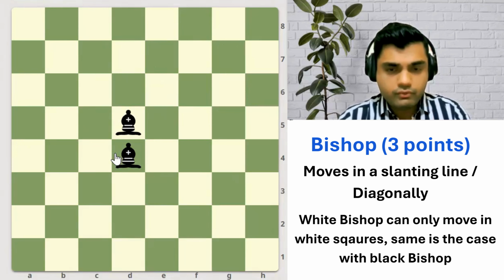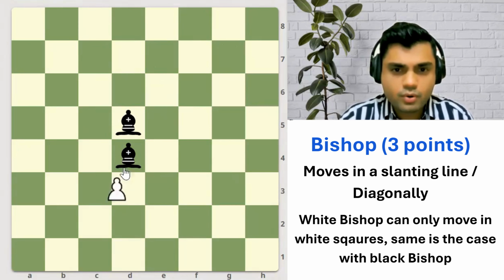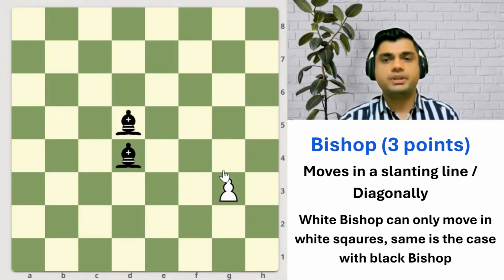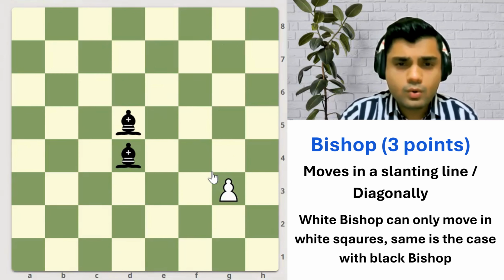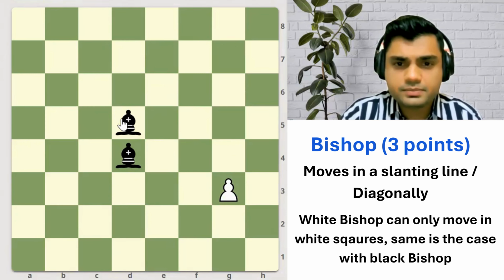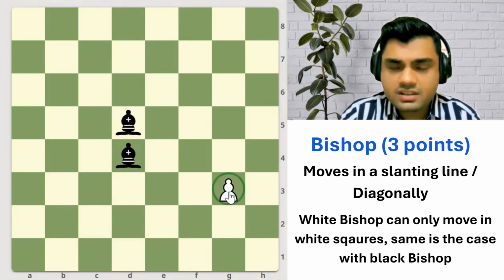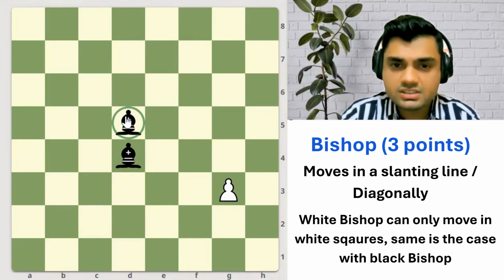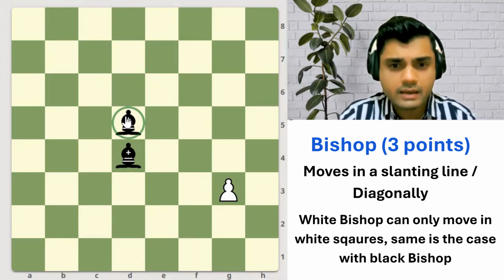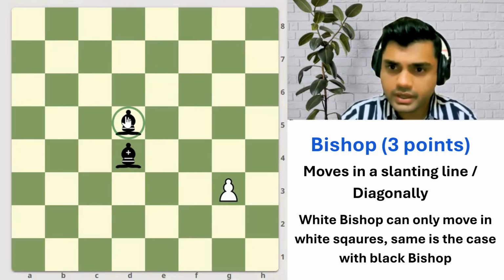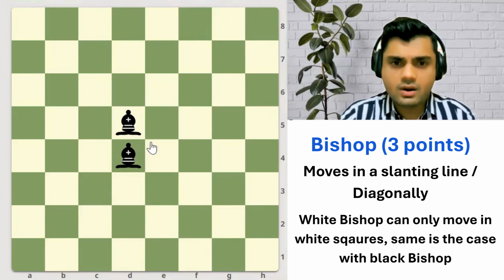Okay. Now, for example, let us say there is a pawn here on G3. And if I wanted to know which of the bishops can capture this pawn, I just need to check the square of the pawn. The pawn is in a dark square, which means only this bishop will be able to capture the pawn. The light square bishop can never travel to a dark square, and hence this bishop will never be able to capture the pawn on g3. Okay, got it?